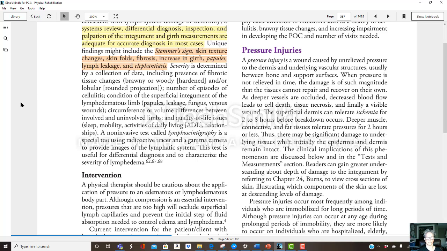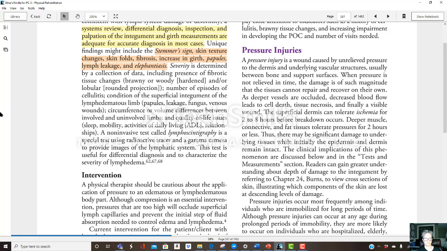Severity is determined by a collection of data, including presence of fibrotic tissue changes, brawny or woody hardened, and a lobular, rounded projection, number of episodes of cellulitis, condition of the superficial integument of the lymphedematous limb, papules, leakage, fungus, venous wounds, circumference or volume differences between involved and uninvolved limbs, and quality of life issues: sleep, mobility, activities of daily living (ADL), relationships.